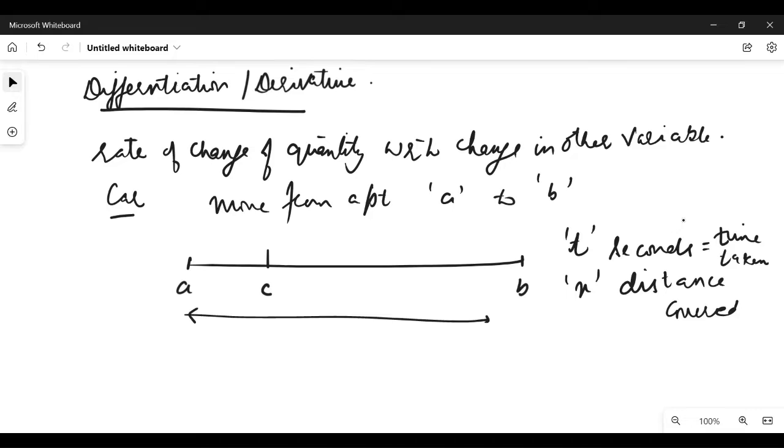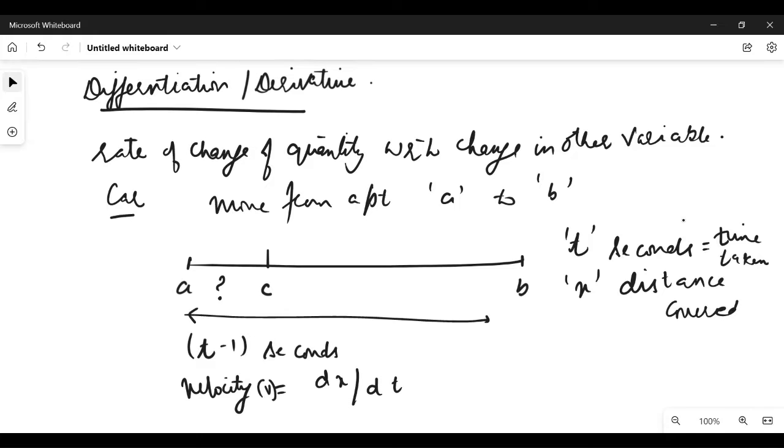Okay, so now the question here is how long will it take to move from point A to C? And how much distance will it cover in t minus 1 seconds? So these kinds of questions can be solved with the help of a formula. Suppose we have to calculate velocity, so in that case it is represented by v. It is dx divided by dt, right? Now x here is distance covered and t here is time taken.